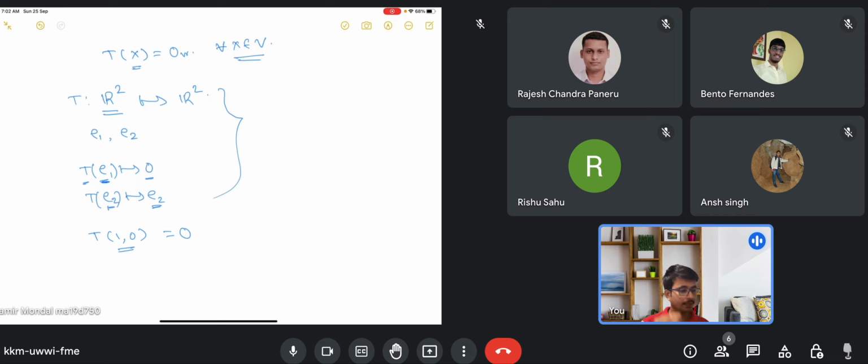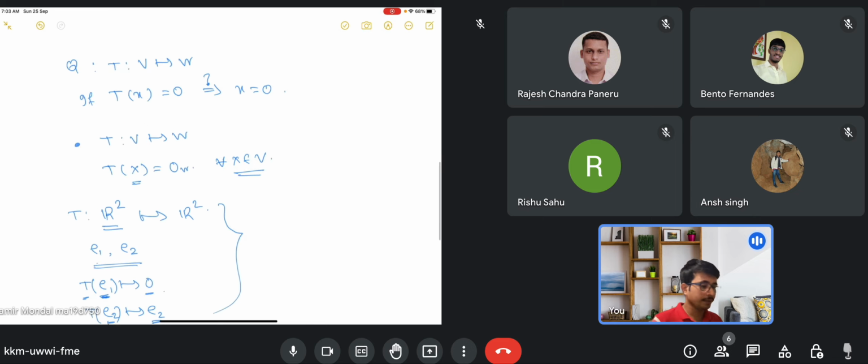In the fundamentals we were told: if one vector goes to 0, then what will happen? This is the case. Here one vector goes to 0. I am taking the basis e1, e2, and we define T on the basis. Basis is done. We can extend it to the whole R2, because every element of R2 can be written as a linear combination of these two elements. So this is one example.